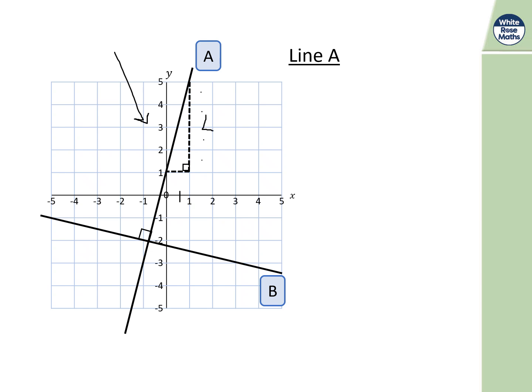So the gradient of line A must be 4, okay? It's 4 over 1, which is just 4, because anything over 1 is just itself. So 4 over 1, 4 divided by 1 is 4. So the gradient of line A is 4. Okay, and that'll be important in a second as to why I'm actually doing that. You'll see why I'm doing that.